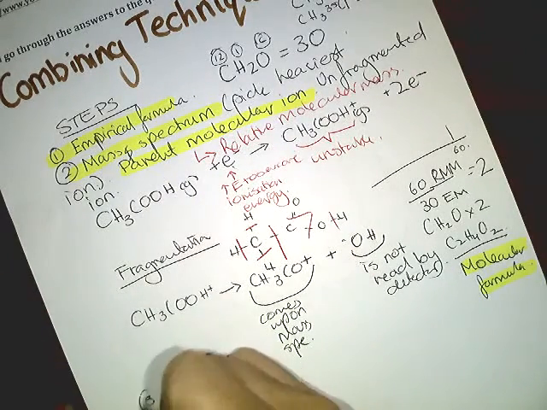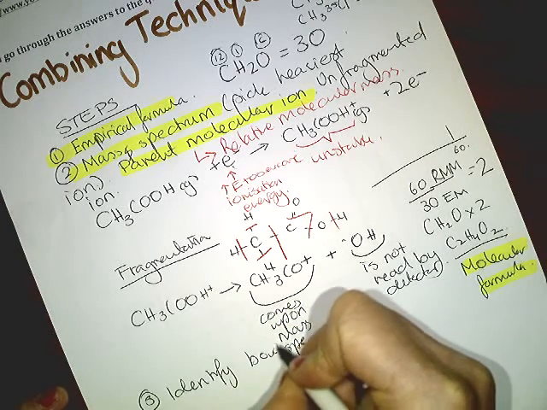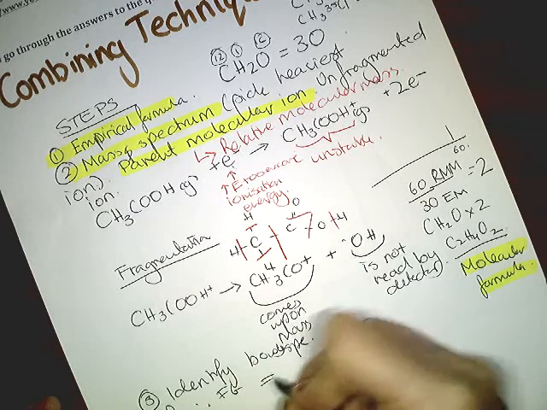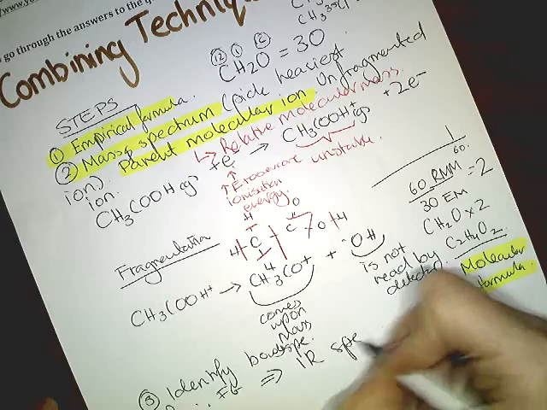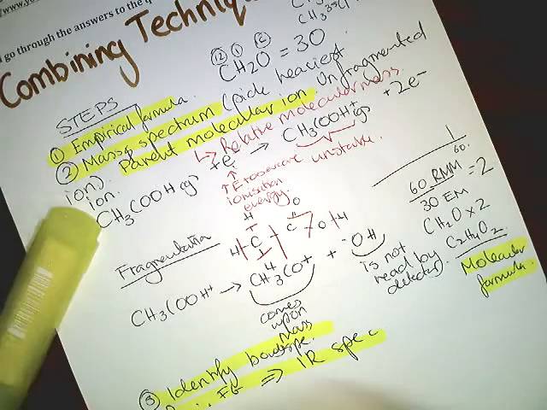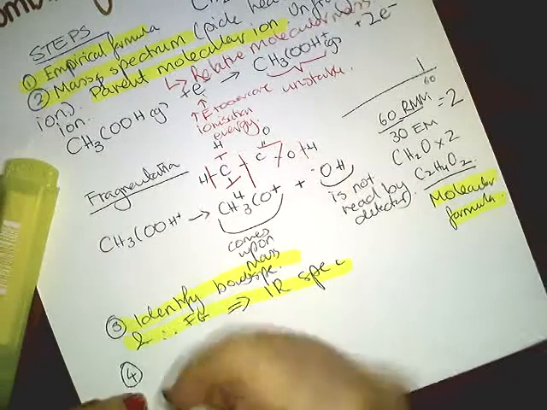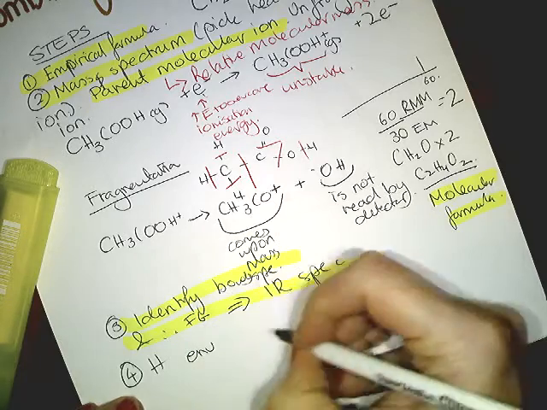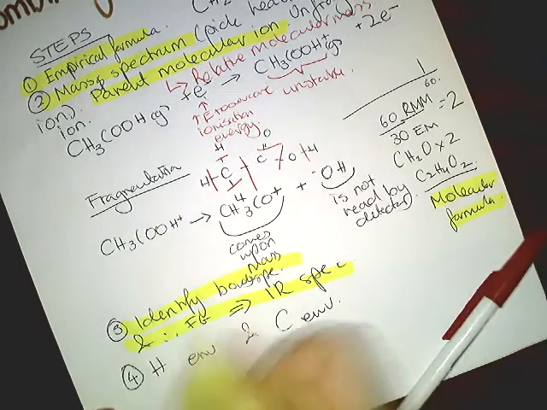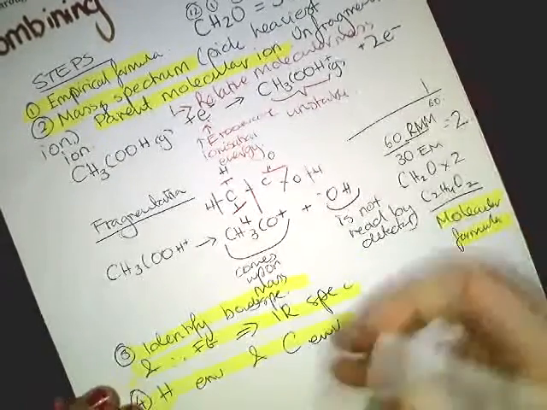The third step you do is identify bonds and therefore functional groups. This is through infrared spec. Then you would look at the number of H environments and the number of carbon environments, and you could narrow it down that way. But you don't start with the mass spec, with the NMR. So this is NMR.